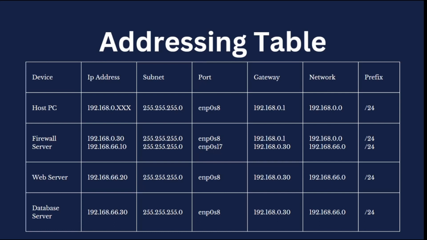Next, we will be looking at the addressing table. As we can see, for all the servers, the subnets are all the same. And the firewall server has two ports, which are MPOS 8 and MPOS 17, with different IP addresses and different gateways. Because the firewall has two ports, one faces the host PC and the other faces the web server and database server.